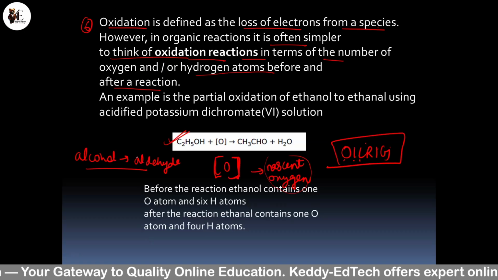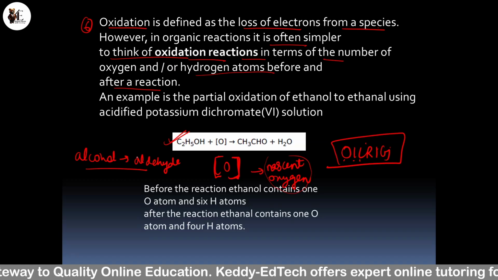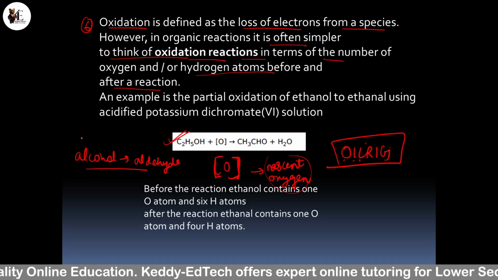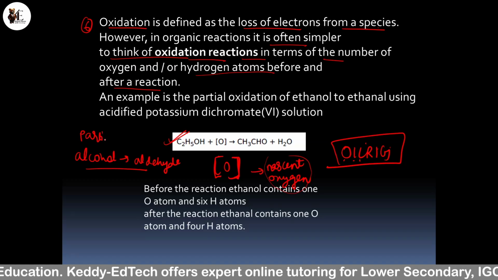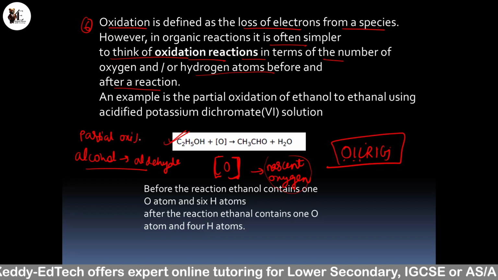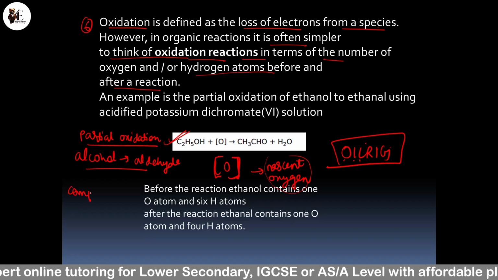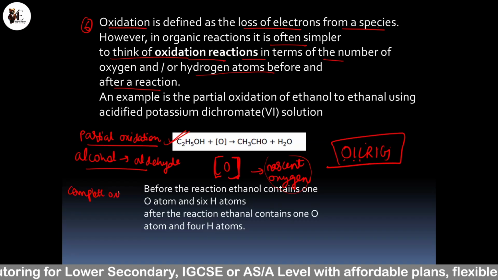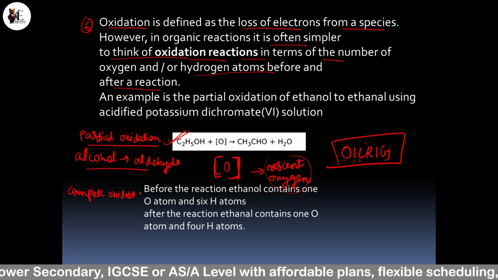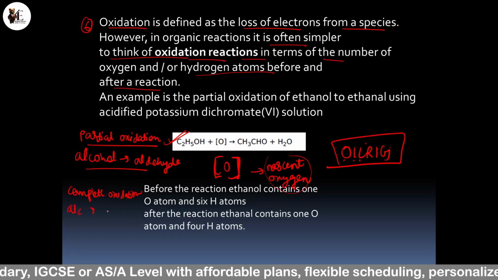This is your partial oxidation. If it is complete oxidation, then it will give me acid, carboxylic acid. In partial oxidation, alcohol gives aldehyde, but in complete oxidation, your product would be carboxylic acid. Alcohol gives me acid.